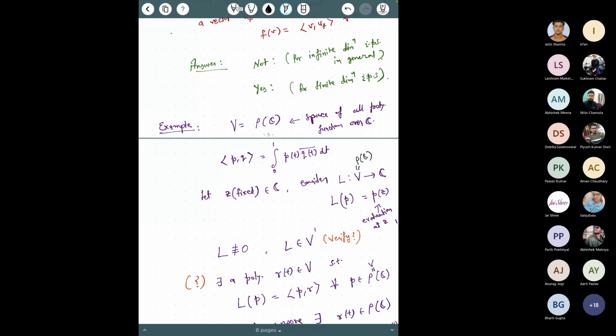Let me write this here. L is 0 means P of Z is 0 for all P, right? But if I take the constant polynomial, is it true? Not true, no? So if I take P as a non-zero constant polynomial, then P of Z may not be 0. If P is not the zero polynomial and it's a constant polynomial, then it is not 0.